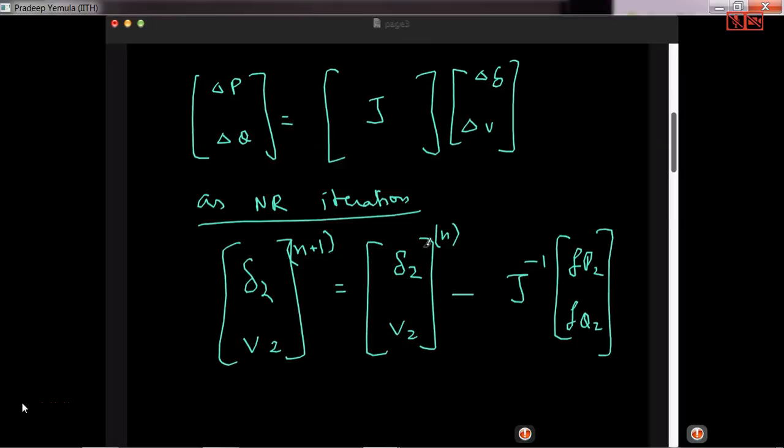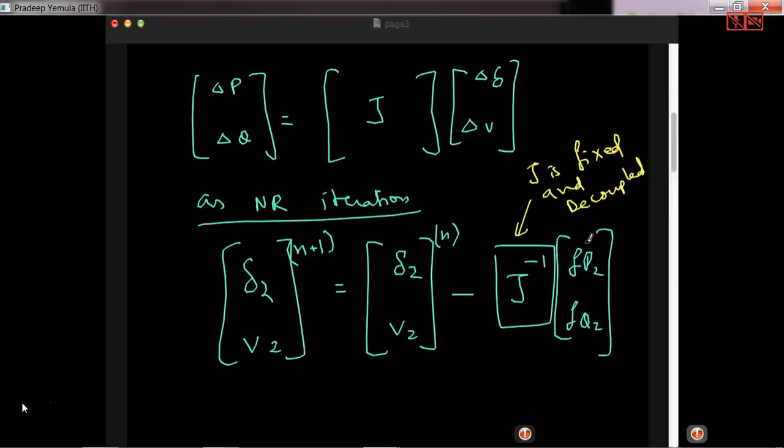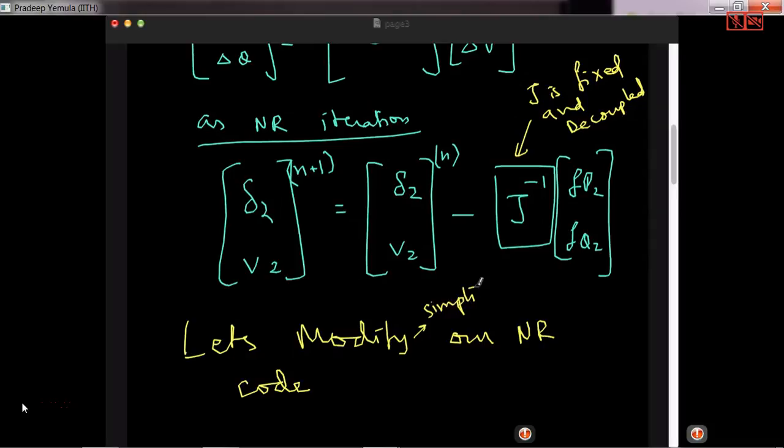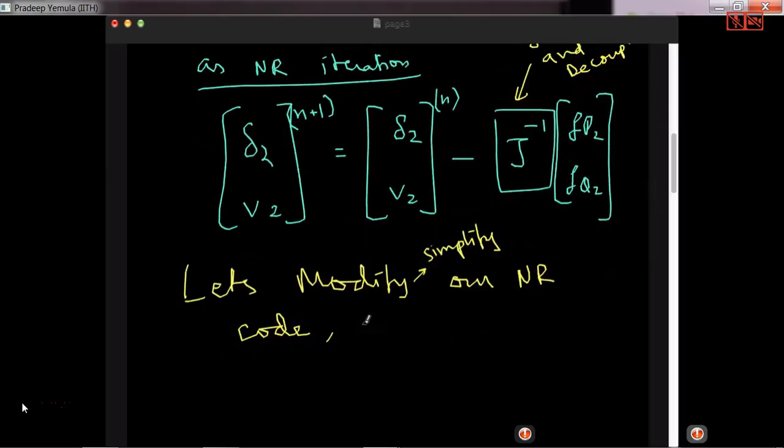Now the change we are making is that this initial value we are taking the same anyway. This is fixed now. So J is fixed and decoupled also. And then FP2, FQ2 only I have to solve. So let's modify our NR code. When I say modify, I want to simplify and see if we get the same result.